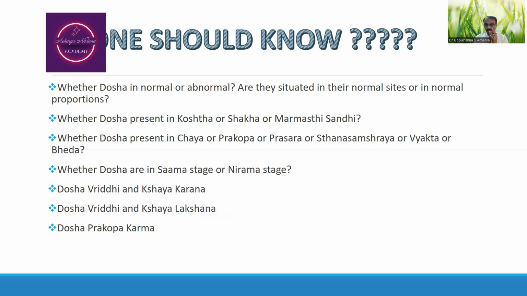Whether the dosha are present in the Chaya stage, or Prakopa stage, or Prasara stage, or Sthanasamshraya stage, or Vyakta or Bheda stage has to be identified. Whether the dosha are in the Sama stage or Nirama stage has to be identified, wherein specific lakshanas are being mentioned.